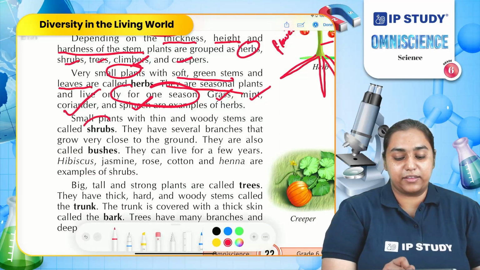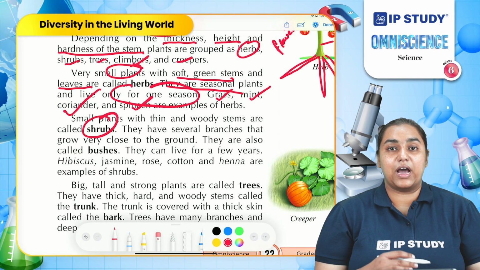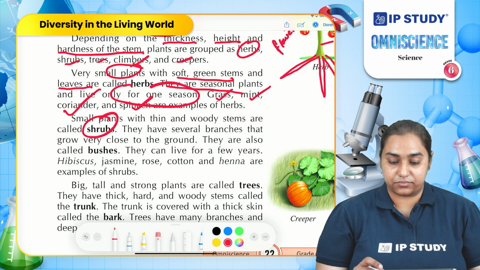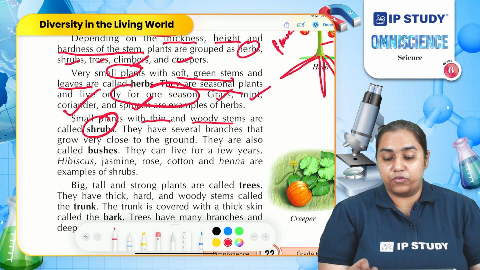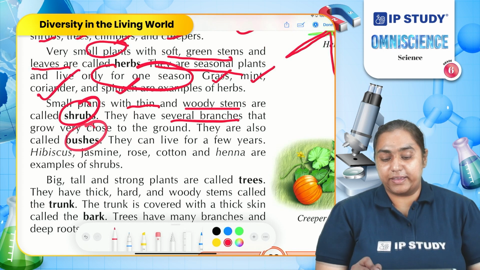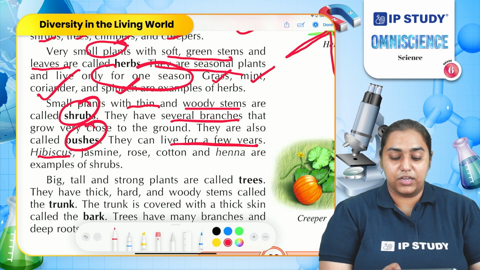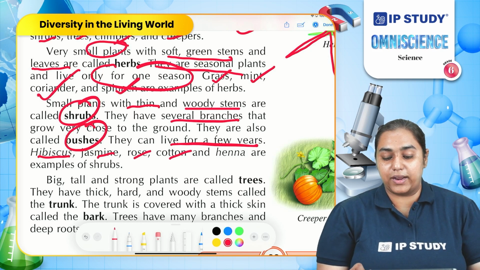Another category is shrubs. Shrubs are also small plants, but they are bigger than herbs. They have a thin, woody stem, and they have several branches. They can live for a few years. Some common examples are hibiscus, jasmine, rose, cotton, and henna.